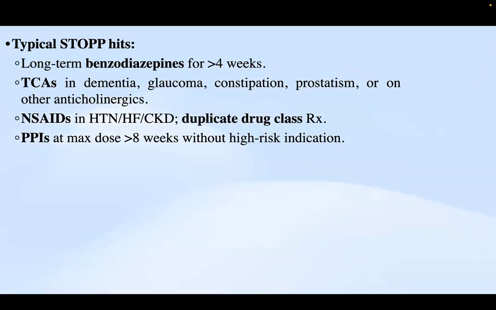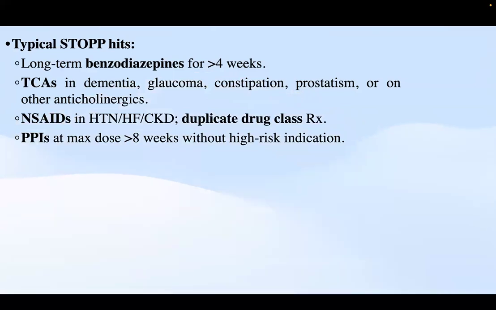The second example we have here is tricyclic antidepressants, TCAs, for example amitriptyline, imipramine, nortriptyline, etc. Tricyclic antidepressants in patients with dementia, a very common treatment, or glaucoma, constipation, prostatism, or other anticholinergics. That is also a signal that if it is used for more than the required timeline, the STOPP criteria will suggest you immediately stop this and go for alternatives.